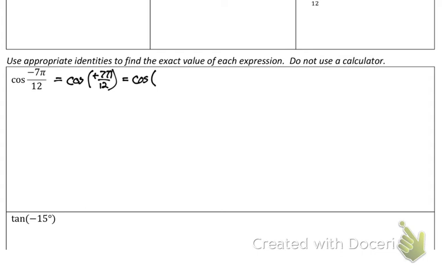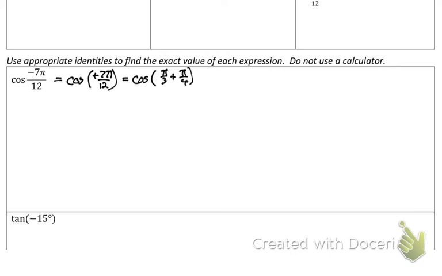Anyone think they found one? Weston? Pi over 3 plus pi over 4. Do we agree with that? Yes, I agree with that. Because pi over 3 is going to be 4 pi over 12, plus 3 pi over 12, that would be 7 pi over 12.